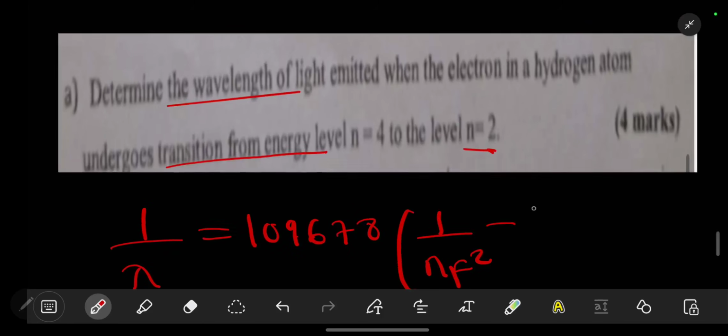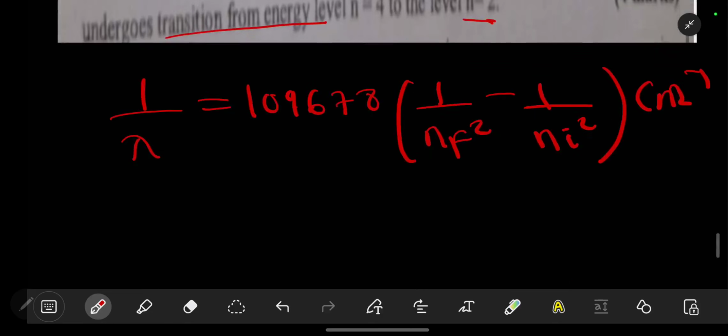Then we have 1.096, so we are beginning 6, 7, 8, like that. Then we are going to have our 1 over n final squared. Why final? Because we don't want it to be negative. If there's a drop, wavelength can never be negative. 1 over initial, or number 1 squared, like that. So centimeters to the power -1. Don't forget that.